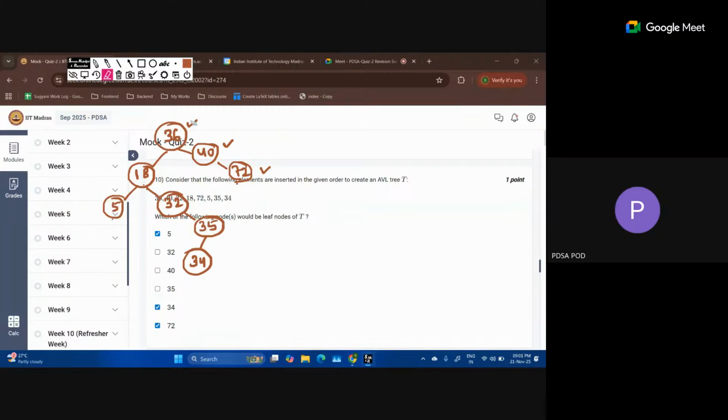Okay, so now which of these nodes is unbalanced? 32. Sorry, 32 is unbalanced. It's a left and right rotation. 18 also is unbalanced. 36 is also unbalanced. Okay, so now where will I perform the rotations? Where will be the first rotation? 32. From the bottom. 32. Yeah, this edge will rotate, right?